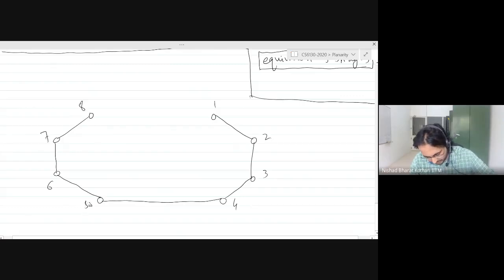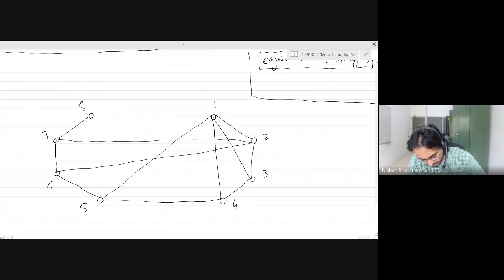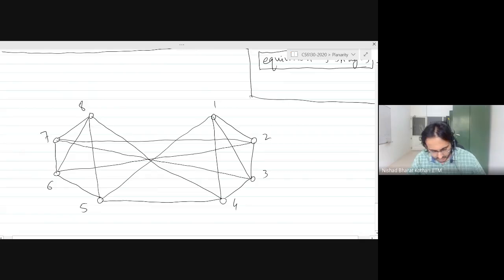The other edges are, let's see, 1 goes to 3, 1 goes to 4, 1 goes to 5, 2 goes to 6 and 7, 3 goes to 1 and 7, 4 goes to 8, and 6 goes to 8, and 5 goes to 8. Okay, so that's the graph.